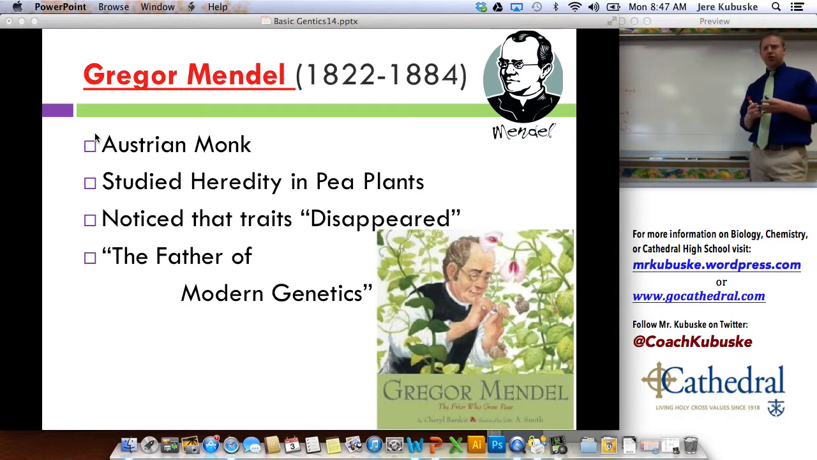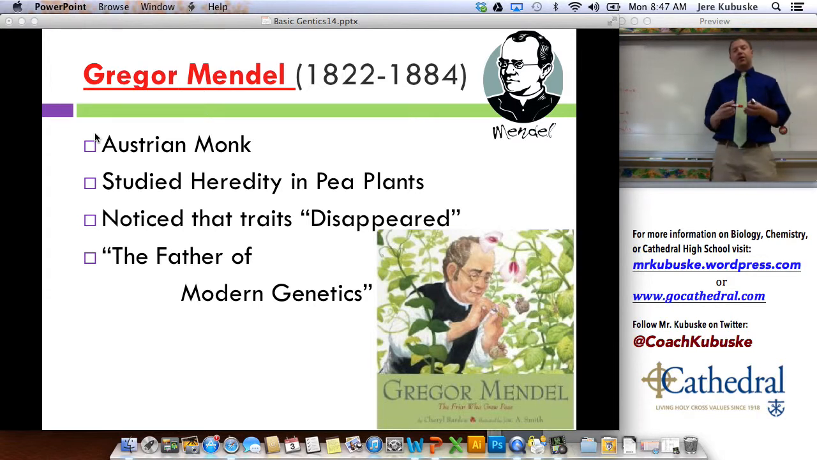But he was an Austrian monk. Don't think of him necessarily as being very religious. I mean, he was religious, don't get me wrong, but he was there to do work scientifically. He was a botanist. He wanted to study plants. Because of his work with science and maths, he was able to become what we call the father of modern genetics. So he studied inheritance in pea plants. He noticed that traits would disappear and reappear. And since he had dedicated his life to this monastery, to this work, he was able to determine the patterns and the rules for these traits.